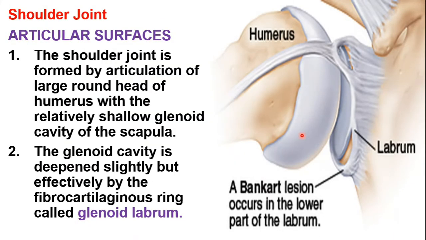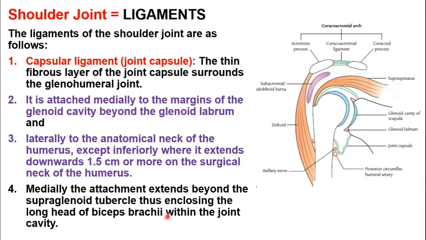So now, the first question asked in examination by teachers is: name the articulating bones that take part in the formation of the shoulder joint. So you should answer: the head of the humerus, which articulates with the glenoid cavity. Okay, so I have explained all this. The glenoidal labrum deepens the cavity.